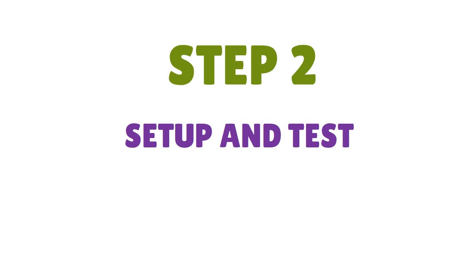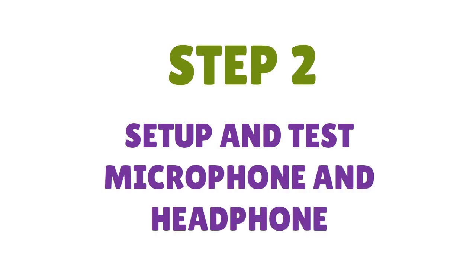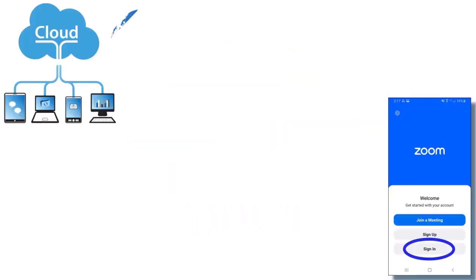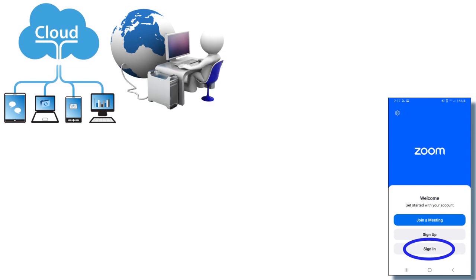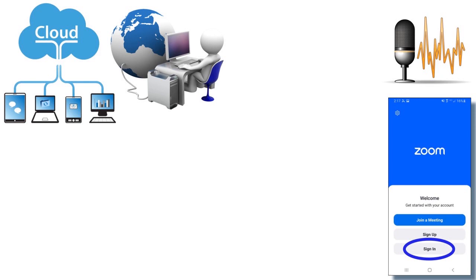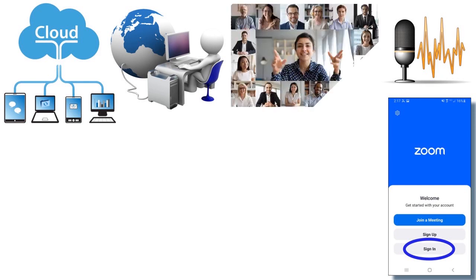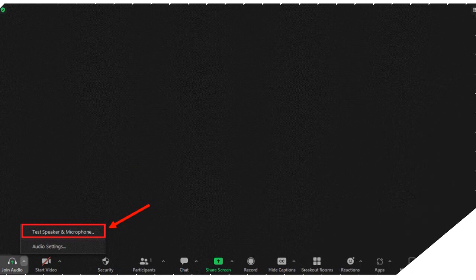Step number 2, you want to set up and test your microphone and headphones. Though you can always use the computer's microphone to record a Zoom podcast, using an external mic for the best sound is highly recommended. So you want to join the Zoom meeting and select the arrow next to Join Audio, and a pop-up will appear. Click Test Speaker and Microphone to check the sound quality.